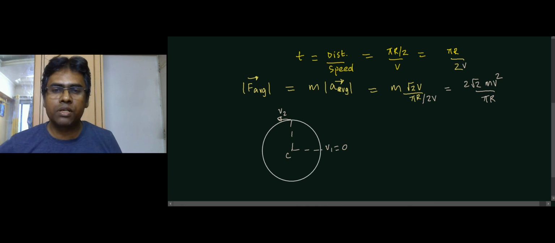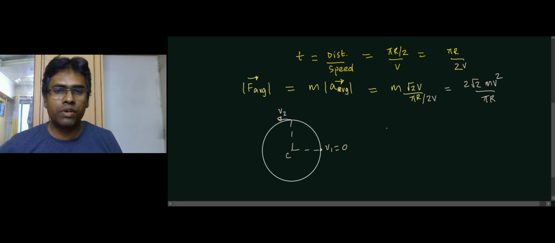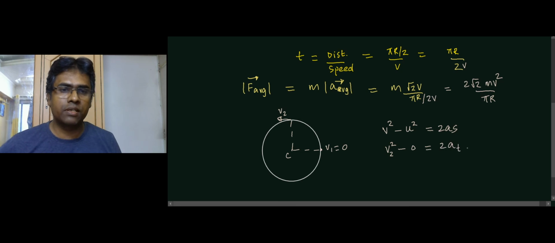Whenever a particle moves around the circle with constant tangential acceleration, we can use our kinematic equations, because the particle is moving in one direction even though it is moving along a circle. If I use v square minus u square equals 2as, here s is the distance instead of displacement. So the final velocity v2 square minus the initial velocity, which is 0, equals 2 into tangential acceleration, and the distance covered is pi r by 2. So the final velocity magnitude is the square root of a_t into pi r.